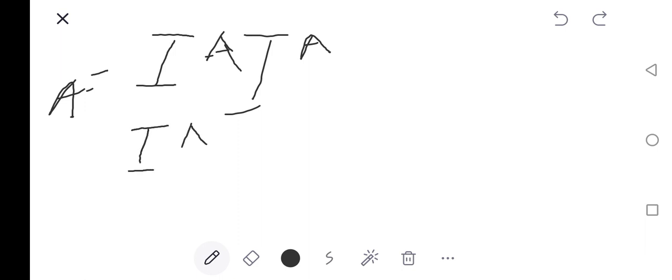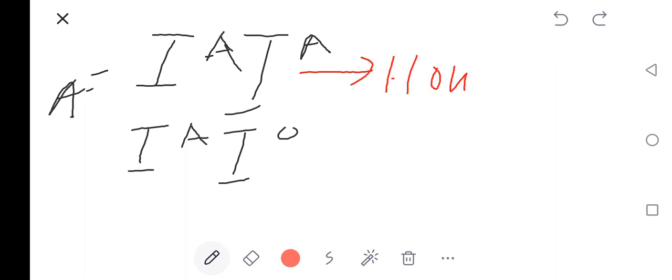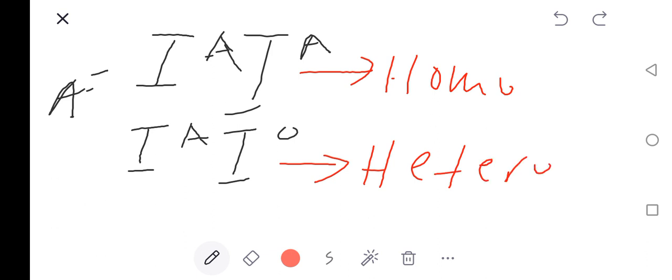Then the children: this one is A minus, this one is the other. The father has blood group A, but the mother has O. Blood group A has two types, A positive and A negative. This is pure A, homogeneous blood group A. Blood group AO is heterogeneous. That is not pure A. You get the idea?